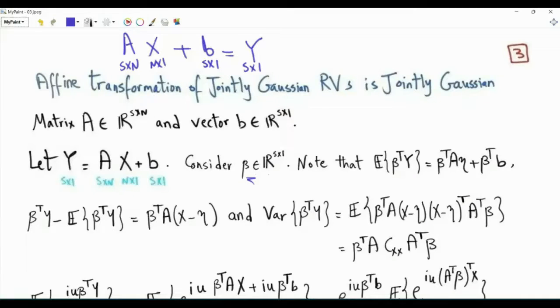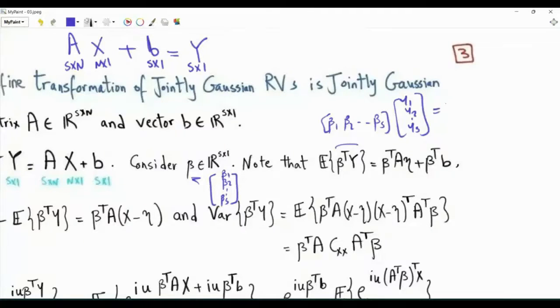Consider beta. So beta is a vector, beta 1, beta 2, all the way to beta s. Every beta here is a real number. Now, what is beta transpose y? Beta transpose y is the inner product. So this is beta 1, beta 2 to beta s, and this is y1, y2 to ys. If we multiply the row vector by the column vector, we will get beta 1 y1 plus beta 2 y2, and so on. So this is beta transpose y, and the expectation of this quantity is basically beta transpose the expectation of y.